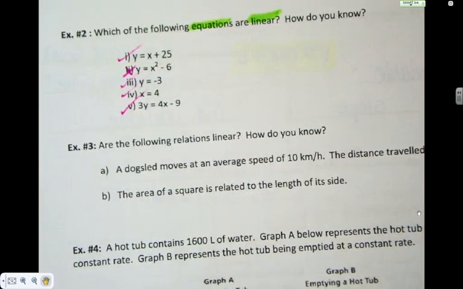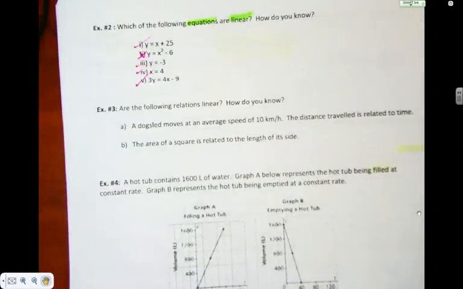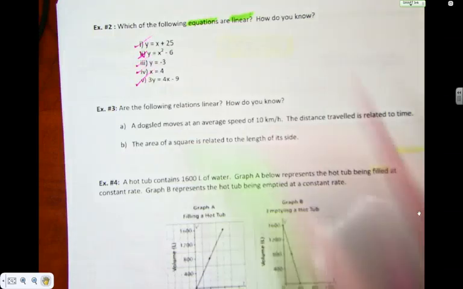So now you have looked at a table of values. We have technically looked at a graph, and we have looked at equations. You need to be able to know all 3 of those things. Is it linear, yes or no? How are we doing so far? The last one you need to be able to determine is when it just gives you an explanation or a situation.